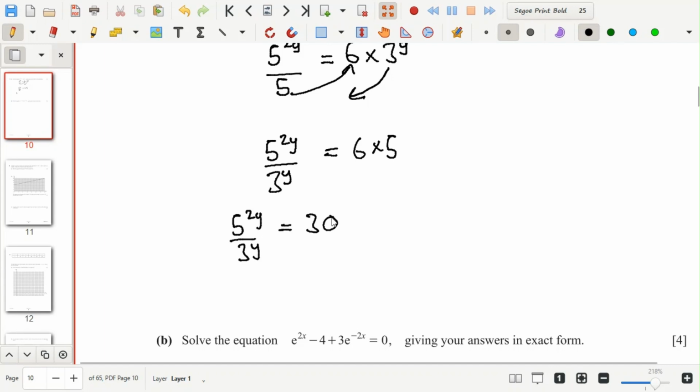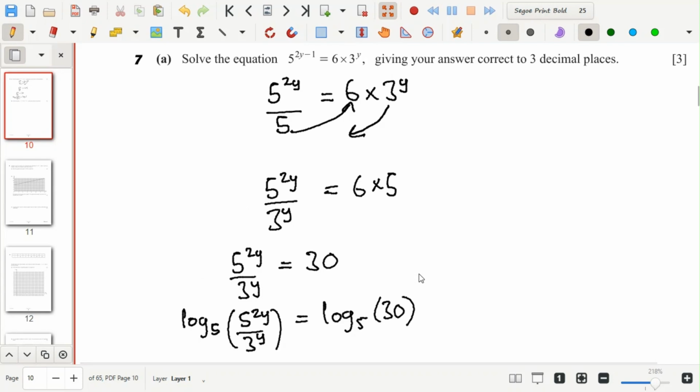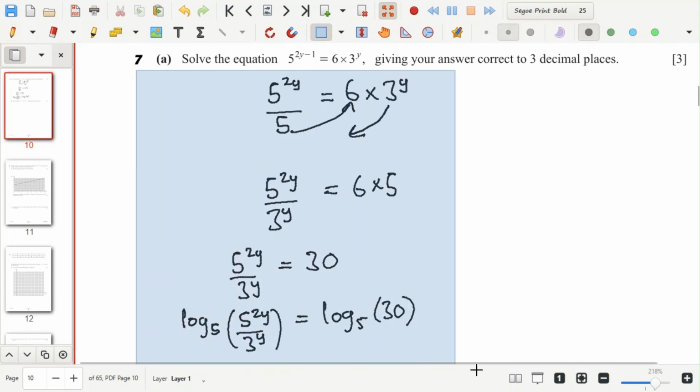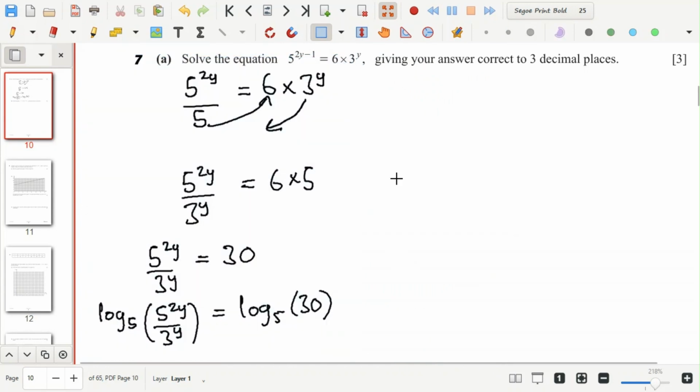5 to the power 2y over 3 to the power y is equal to 30. Okay, and at this point I want to find the logarithm to the base 5 of both sides. Log to the base 5 of 30. Okay, now this is the same as, let me squeeze this one to the left so that I have more space.